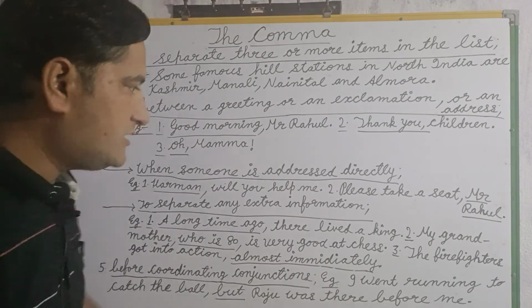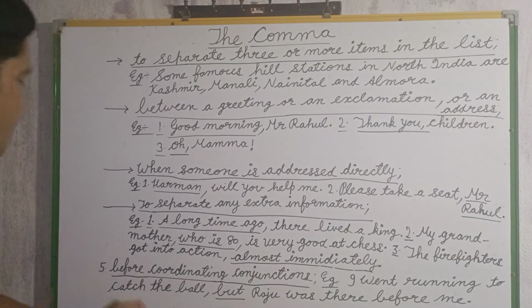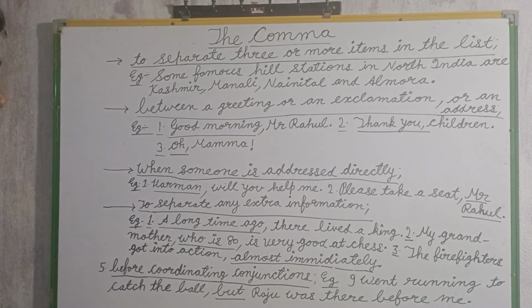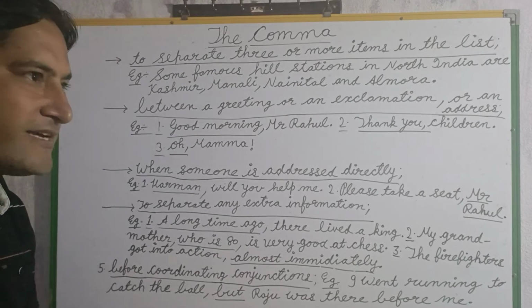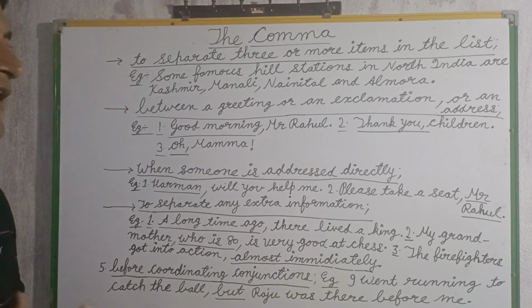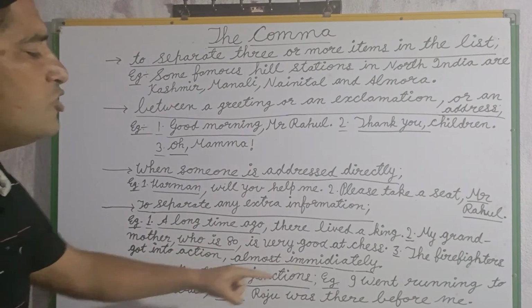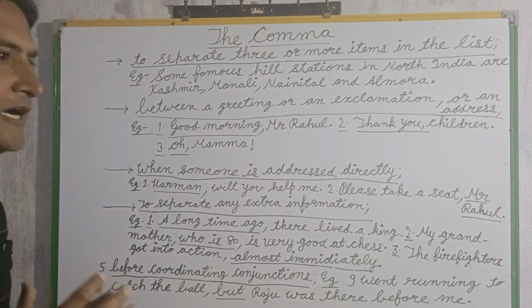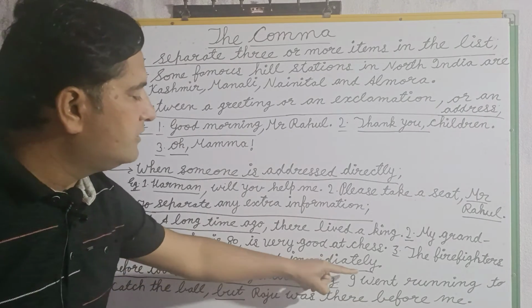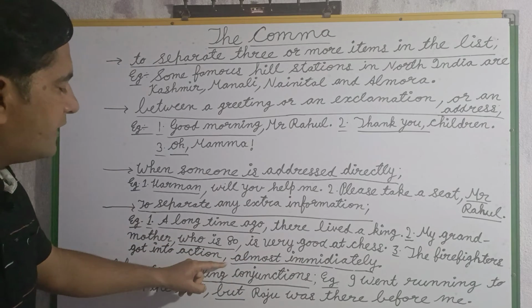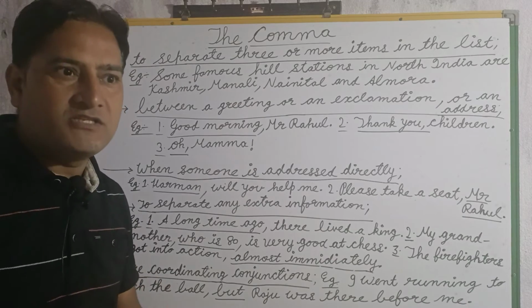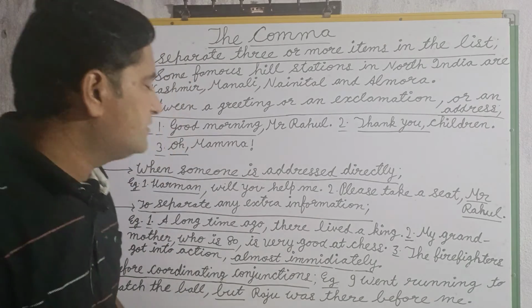Now the third sentence. The firefighters got into action, almost immediately. It means they came into action when the fire started burning, almost immediately. It means they started doing work immediately. So I have underlined these words and the comma is separating these words, and to separate information which is at the end of the sentence, a comma is used.